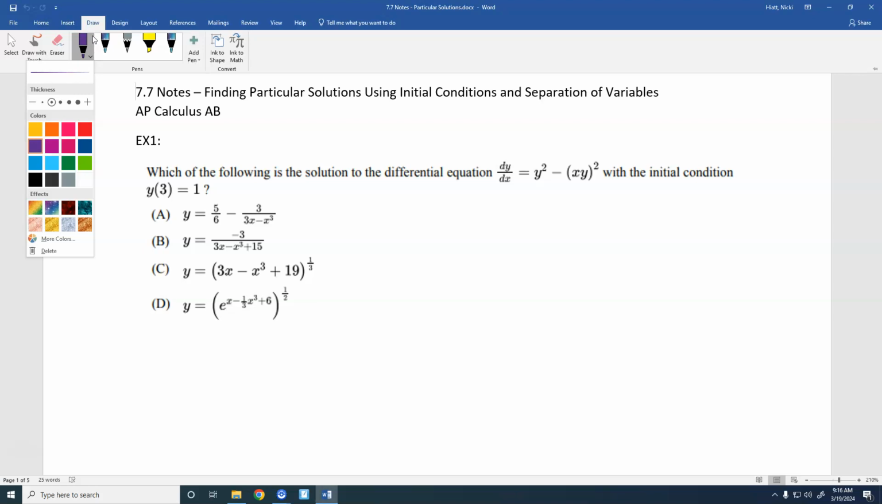For this, what's the first thing we have to do with the differential equation before we can solve the differential equation? Times it by dx.